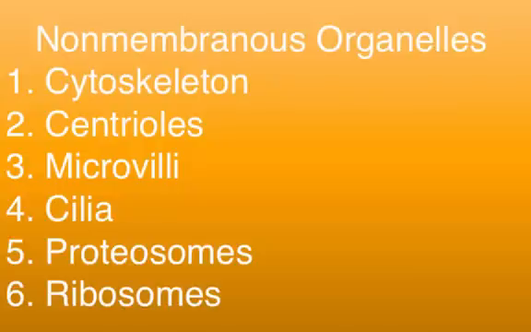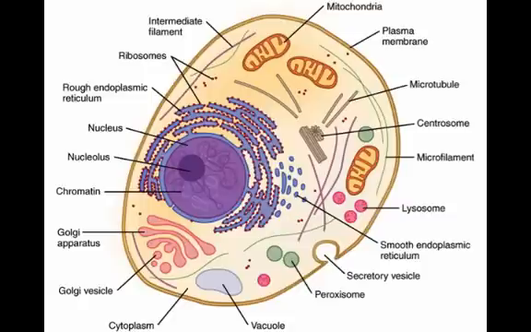The non-membranous organelles include the cytoskeleton, the centrioles, the microvilli, cilia, the proteasomes, and the ribosomes. The cytoskeleton is an important part of the cell's ability to survive. The cytoskeleton contains 4 main structural proteins with various functions: the microfilaments, the intermediate filaments, the microtubules, and the thick filaments. Microfilaments are thin filaments that contain a protein called actin.